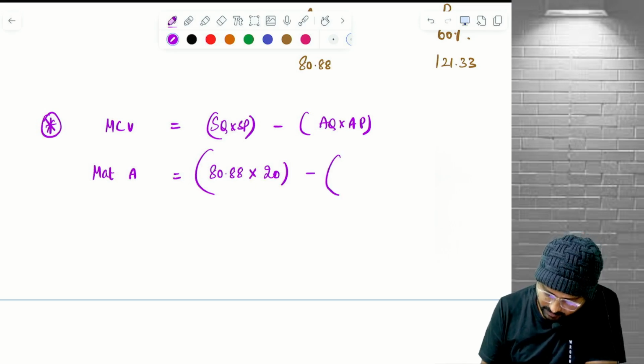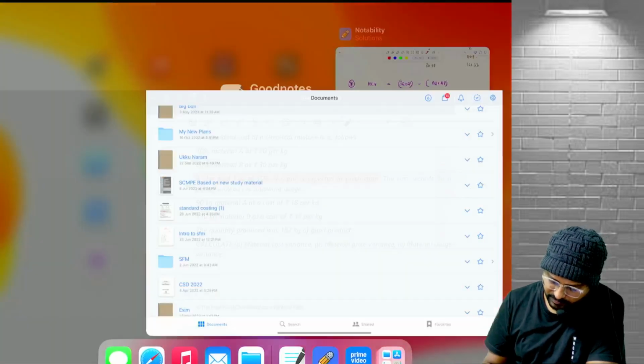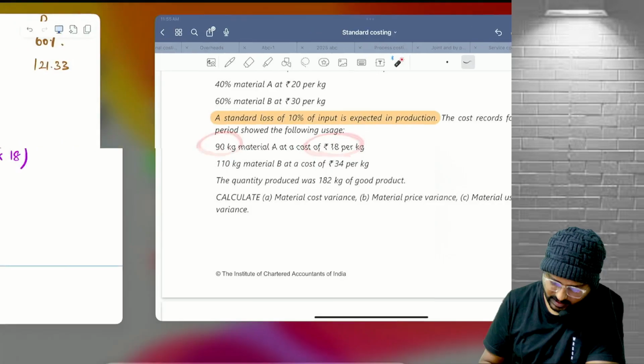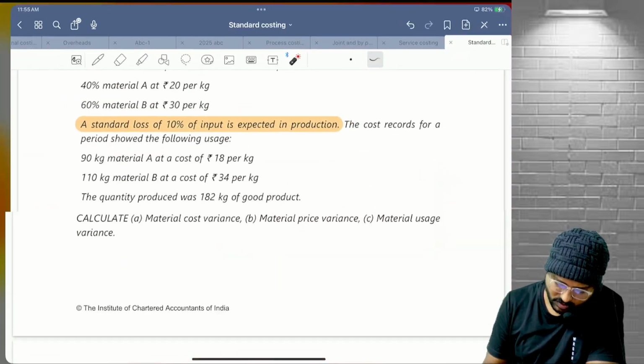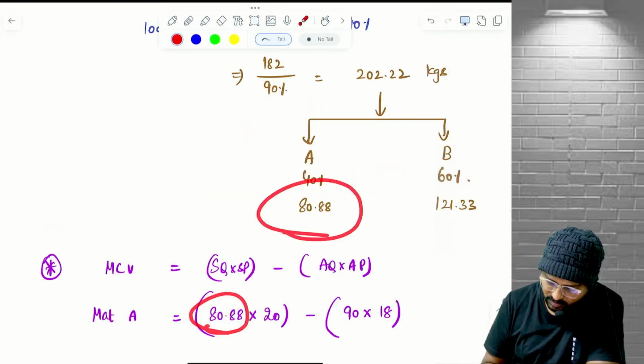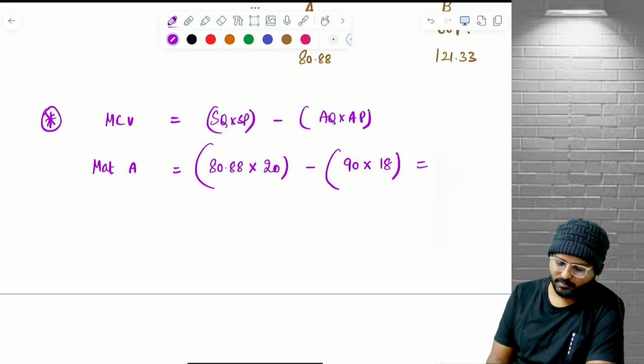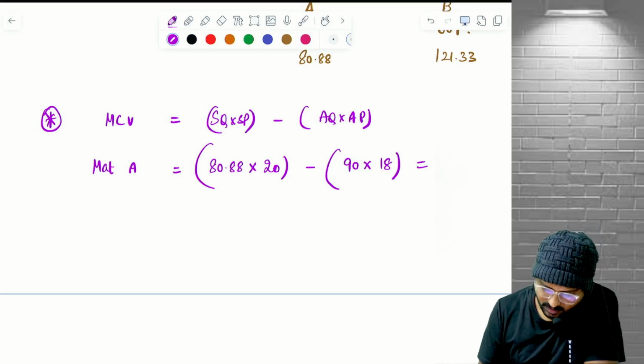What is actual quantity? 90. Actual price? Everything is there in the question. Actual quantity 90, actual price 18. Standard price is also there in the question, which is 20. Only thing that we have calculated is standard quantity, which we have calculated here. Correct? Tell me how much it comes. 2.4 is what you have got.